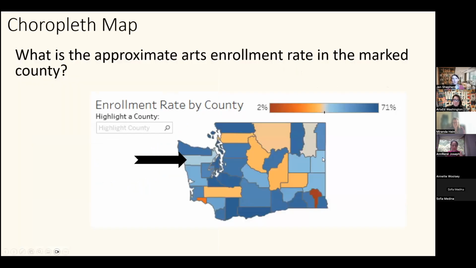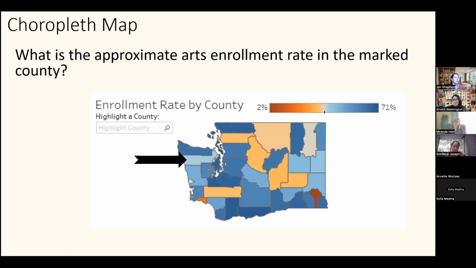All right, let's move on to maps. So last time we talked about point maps, where we've got a dot or another symbol on a map of where something is geographically located, or we have these choropleth or filled maps where the entire geographical area has been filled in. So here we're looking at the arts enrollment rate by county in Washington.